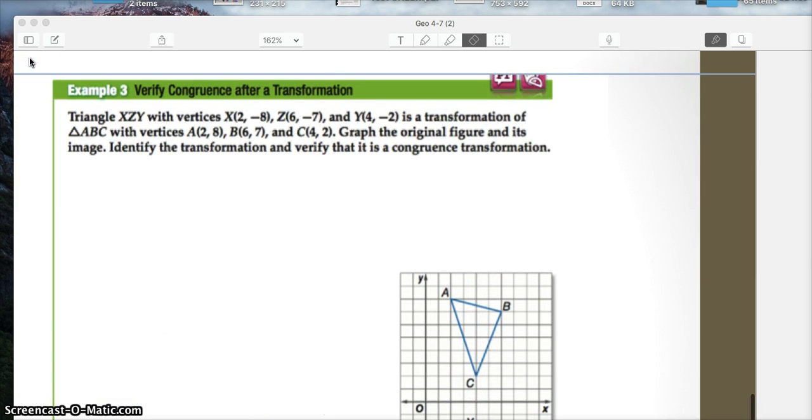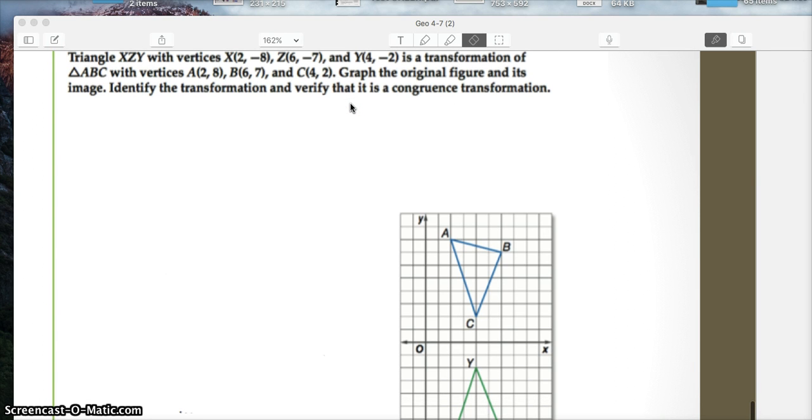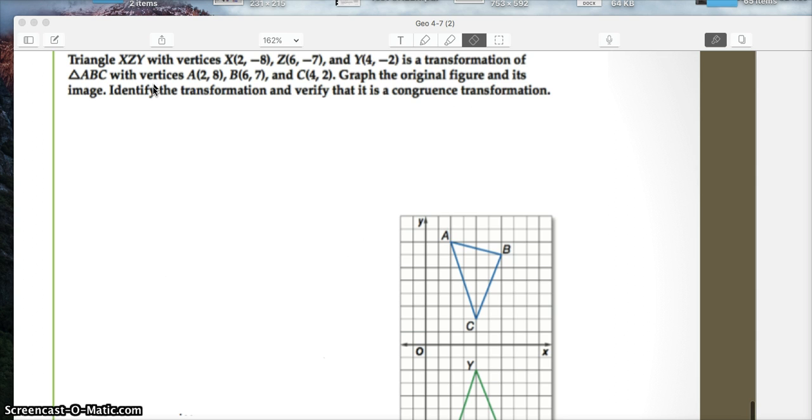All right. So here we are. We're going to verify the congruence after a transformation. So triangle XZY has these following vertices and is a transformation of triangle ABC, which has these vertices. Graph the original figure and its image, and then identify the transformation and verify that it is a congruence transformation.